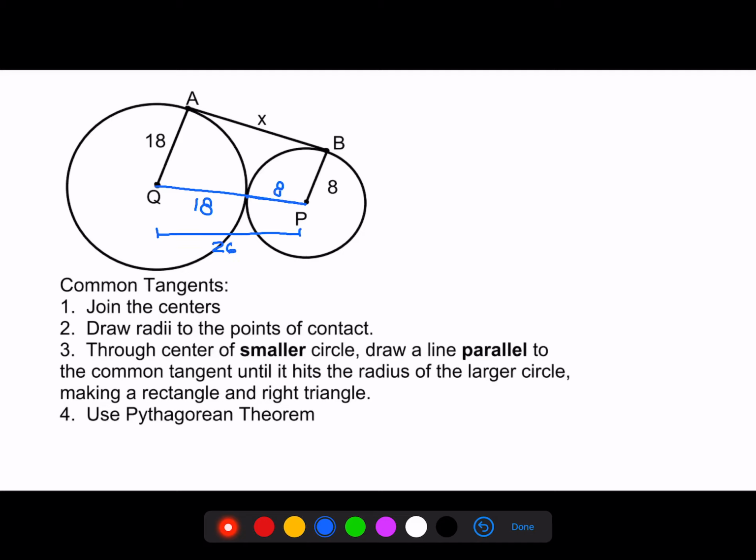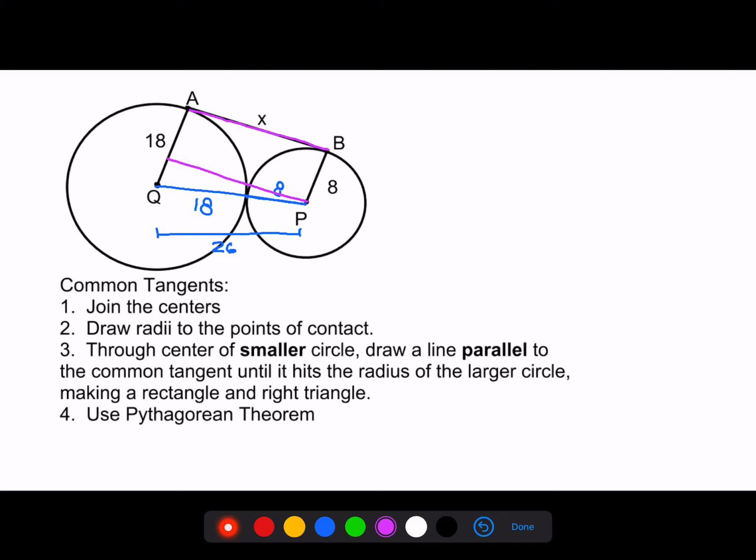All right, so from there, through the smaller of the circles, draw a line parallel to the common tangent until it hits the radius of the larger circle, making a rectangle and a right triangle. So I'm going to go ahead and make a line that's parallel to line segment AB, but it's going to start at P. So I'm just going to go ahead and draw a line parallel.